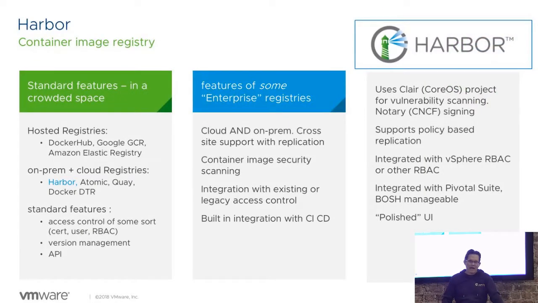Okay, it turns out that the category of image repositories or image registries is a crowded space. There's more than one choice here. So you've got Harbor, Atomic, Quay, Docker DTR in the enterprise space. This green column is kind of standard features you're going to find in all of them. But there are some features that you really need in enterprise deployment that not all of these have. So security scanning, the ability to deploy your own private registry, and you want it private.